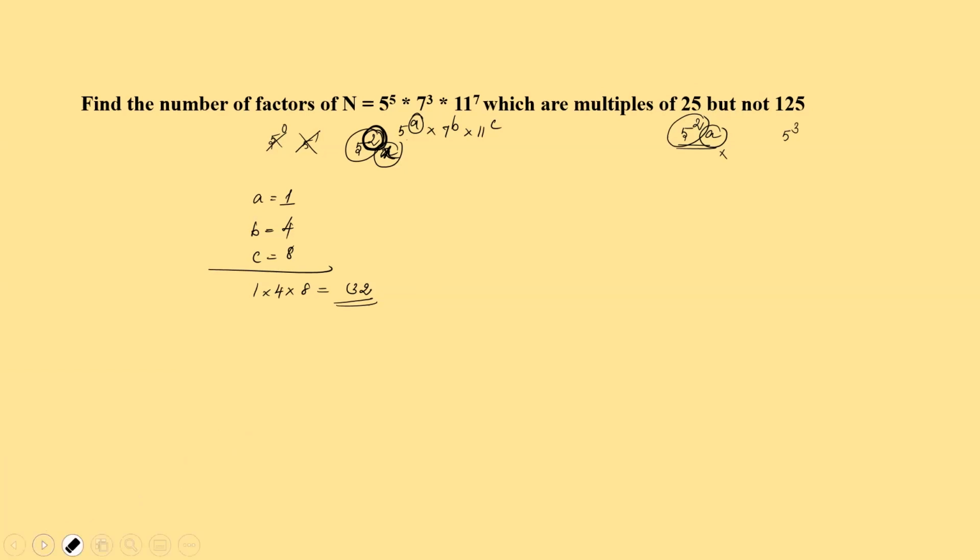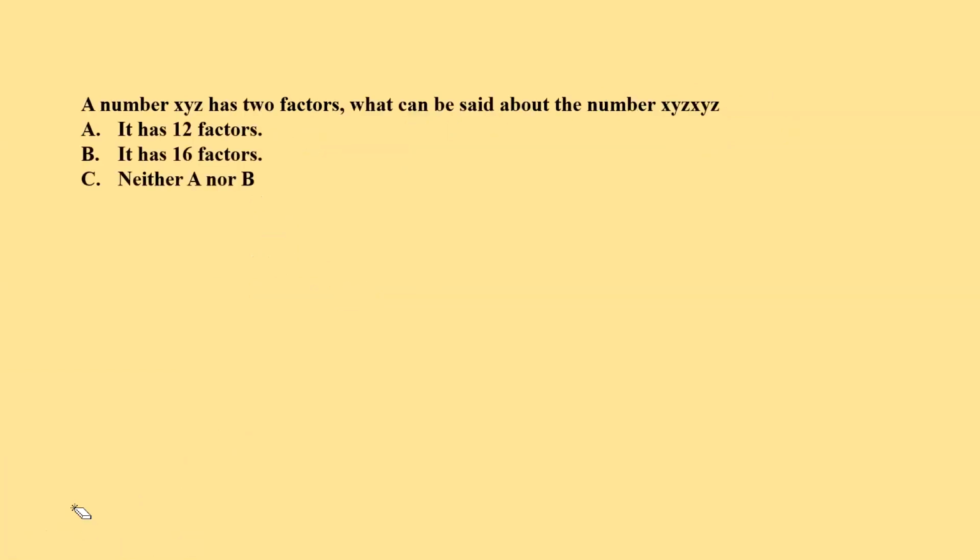Let's now move ahead to the next one. Please take 2 minutes for this particular problem, think over it and then do it.